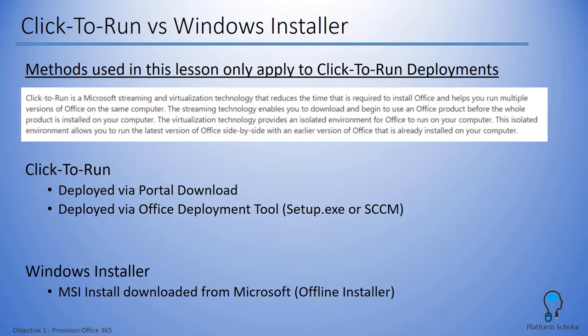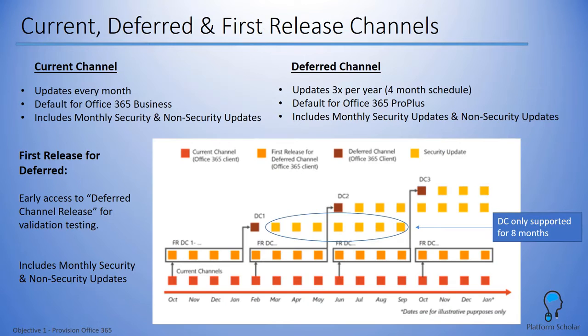The only Office 365 MSI that's supplied by Microsoft is the Windows Installer package, and this is available for home and personal use as an offline installer. This installation method will not work with the update settings in this lesson, but chances are you won't run into it in a business environment.